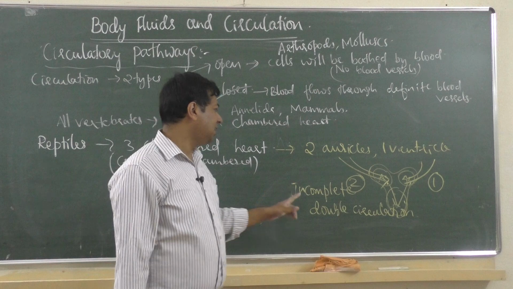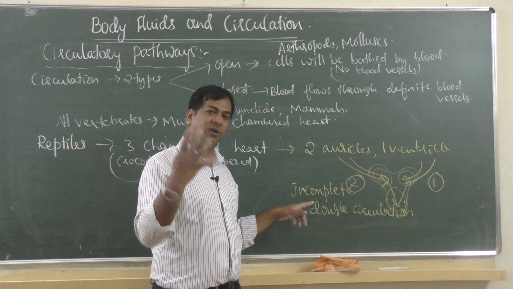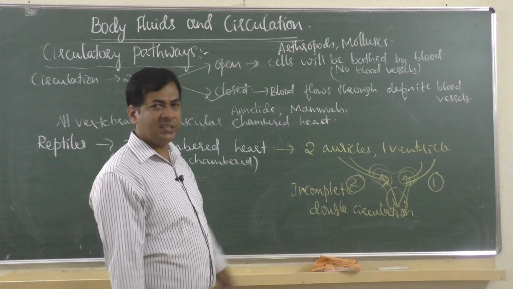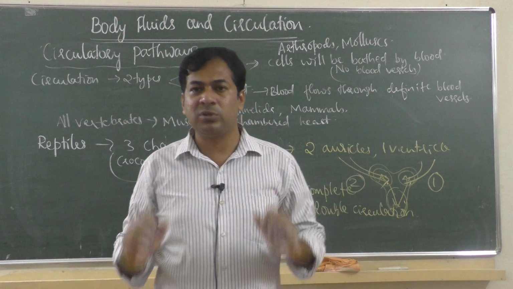It is called incomplete because all 4 chambers are not there, only 3 chambers are there. If all 4 are there, then it is complete. That's why it's incomplete. And it is called double circulation because blood comes 2 times to the heart.